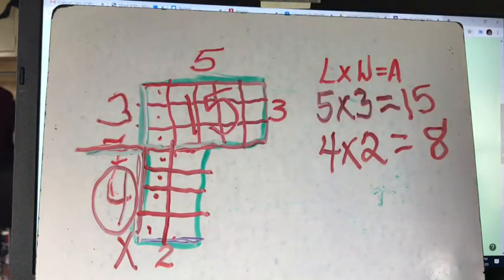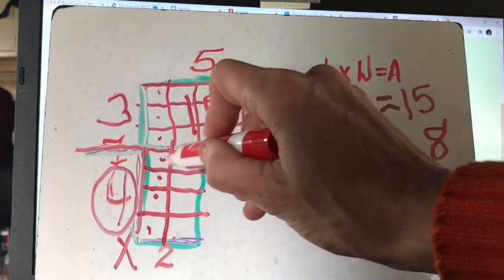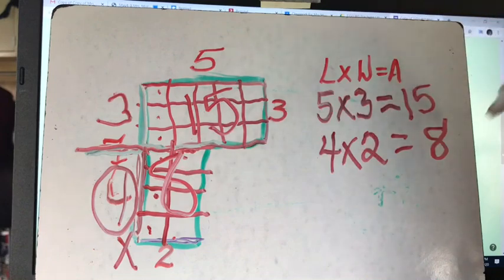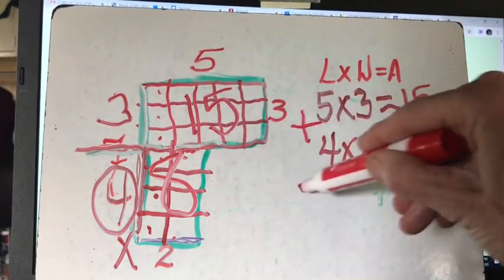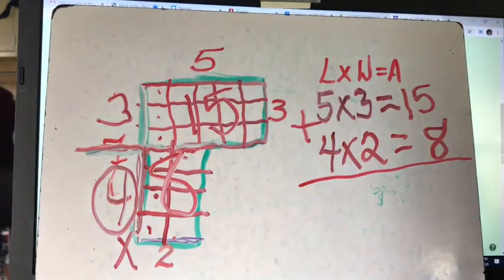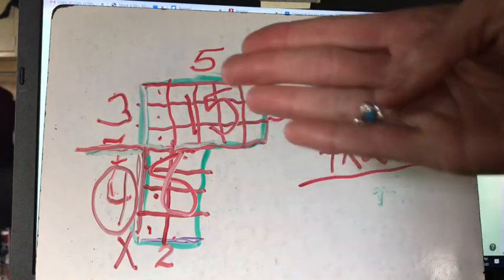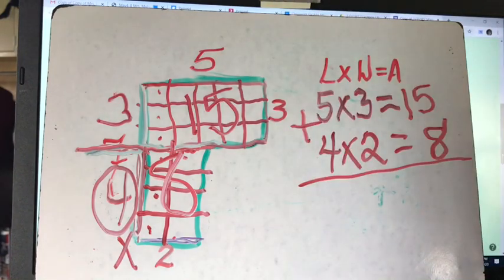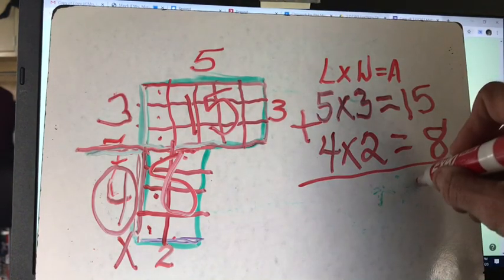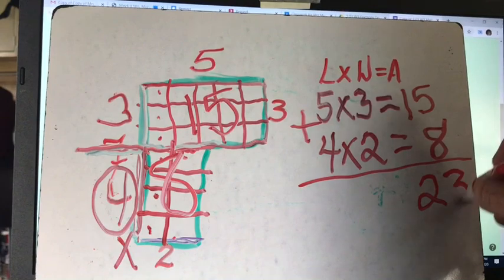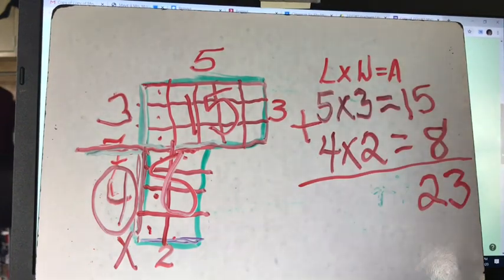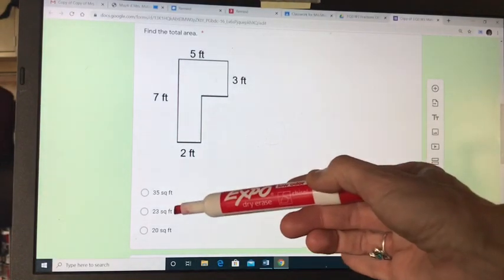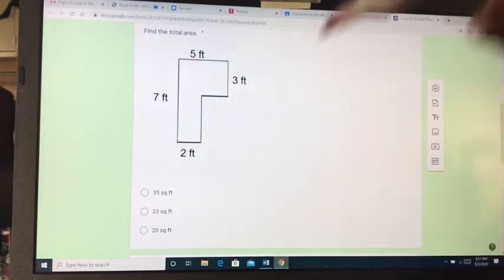All right, now I need to find the area of the whole shape. So I had 15 up here and 8 down here. I'm going to add those together. So if I start at 15, 16, 17, 18, 19, 20, 21, 22, 23. So 15 plus 8 is 23 square units. All right, so our answer is going to be 23 square feet. Our units is feet in this one.